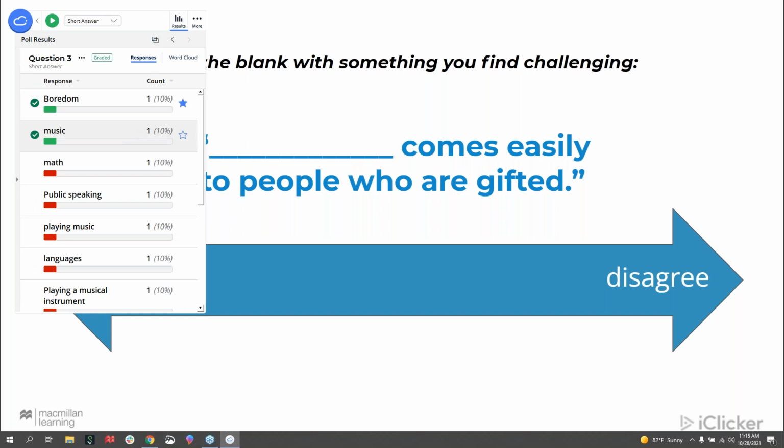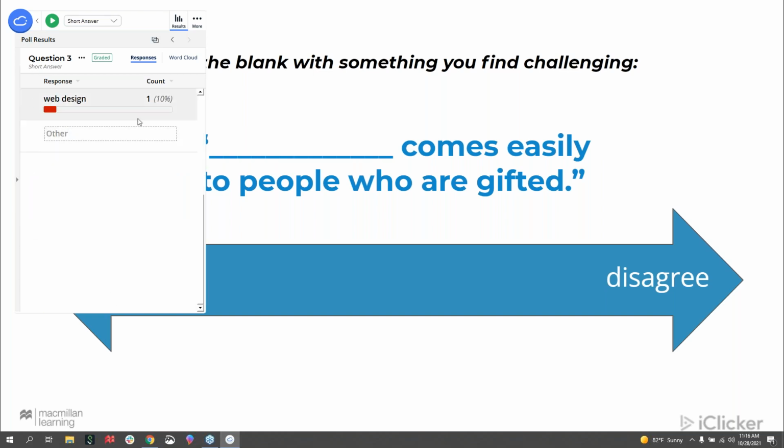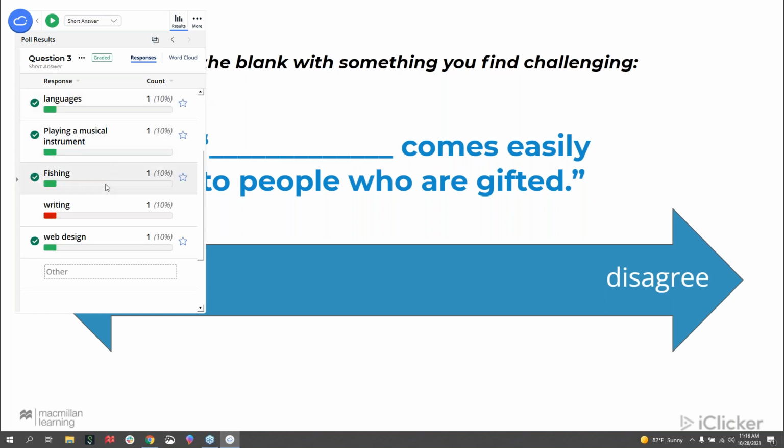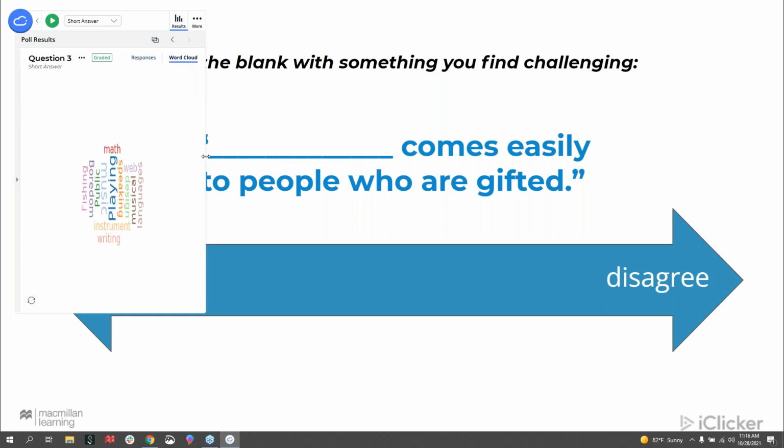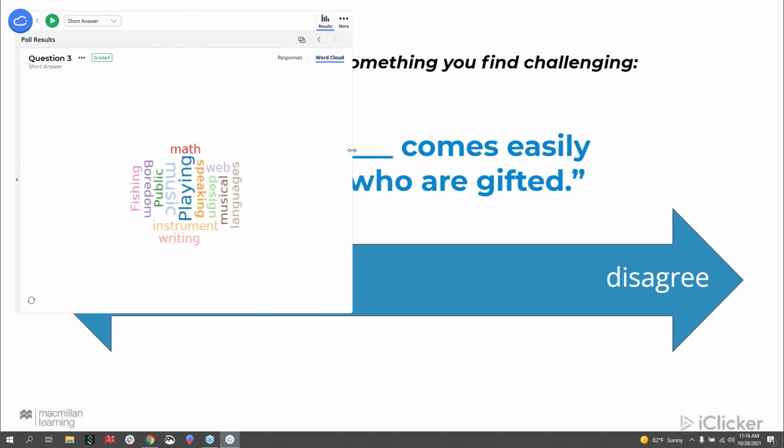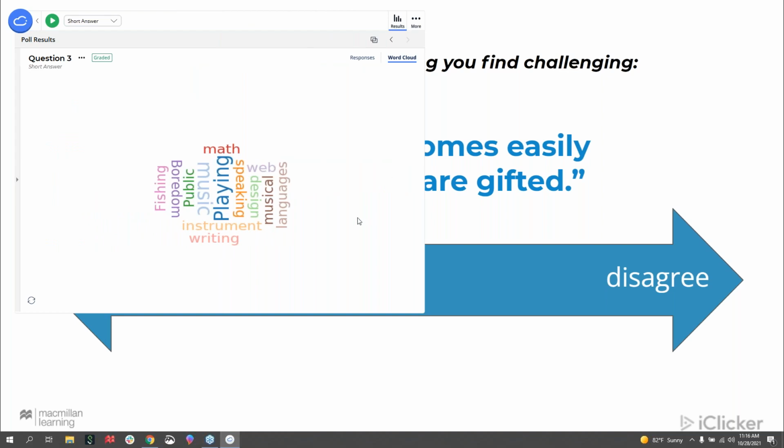I've been working on my scales lately. Math, public speaking, playing music. Music's come up a few times. Languages, playing a musical instrument. This is really interesting. Web design. Let's see, did I get everything? Writing, fishing. I can also display these as a word cloud, which can be really fun, and we can see what's coming up a lot and make it easy to discuss.